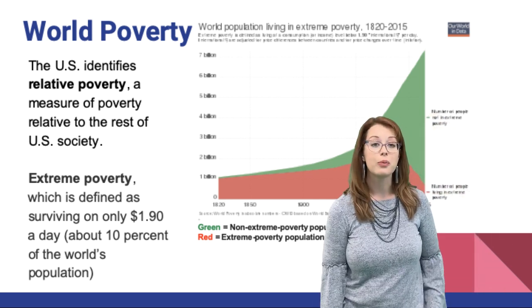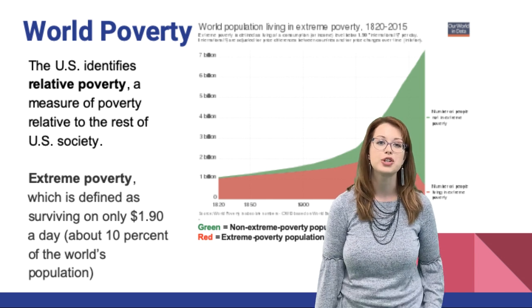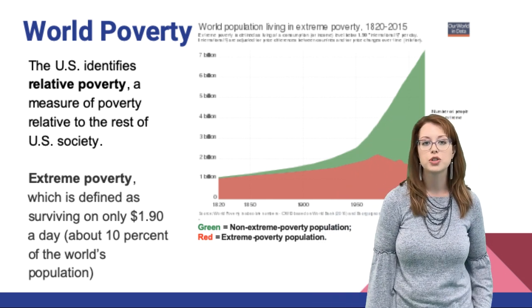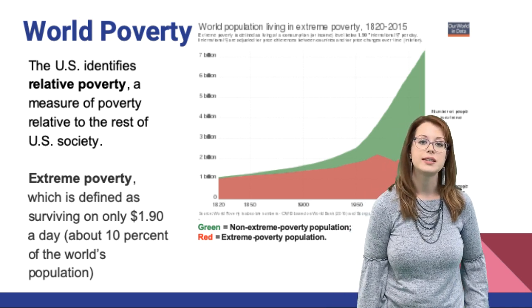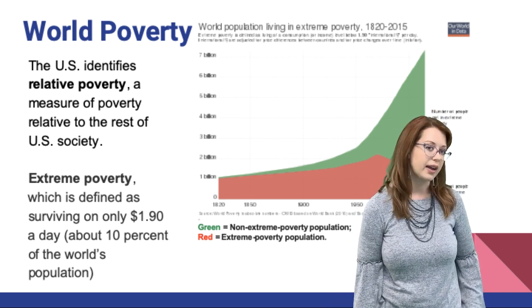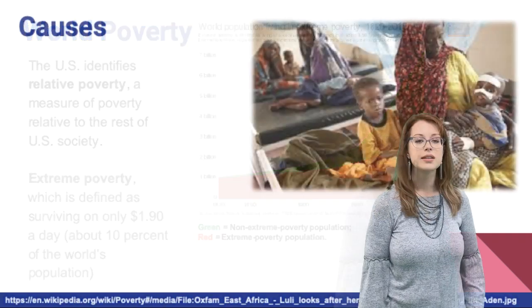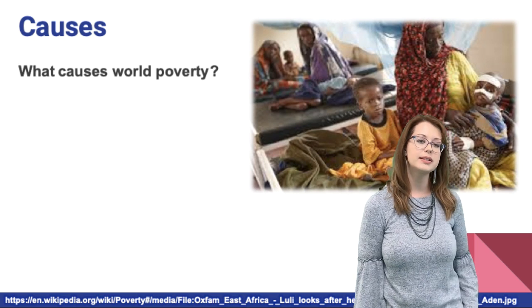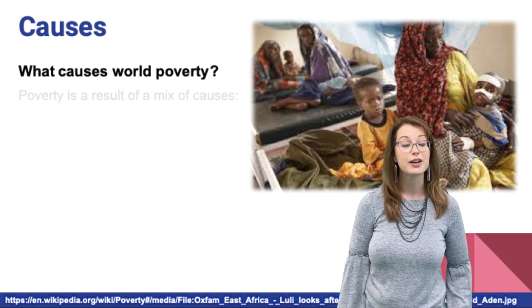It's important to note, though, that we have made great strides and progress when it comes to reducing world poverty. The majority of the world's poor now are in sub-Saharan Africa, but we've made great strides in places like Central Asia, the Pacific Islands, and some other areas of the world that were previously very poor. So what causes world poverty? Well, this is a very complex issue with multi-causal factors.